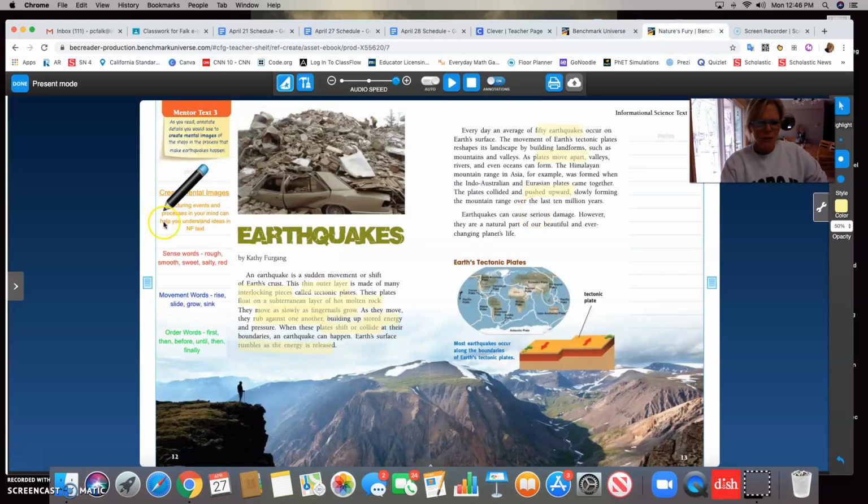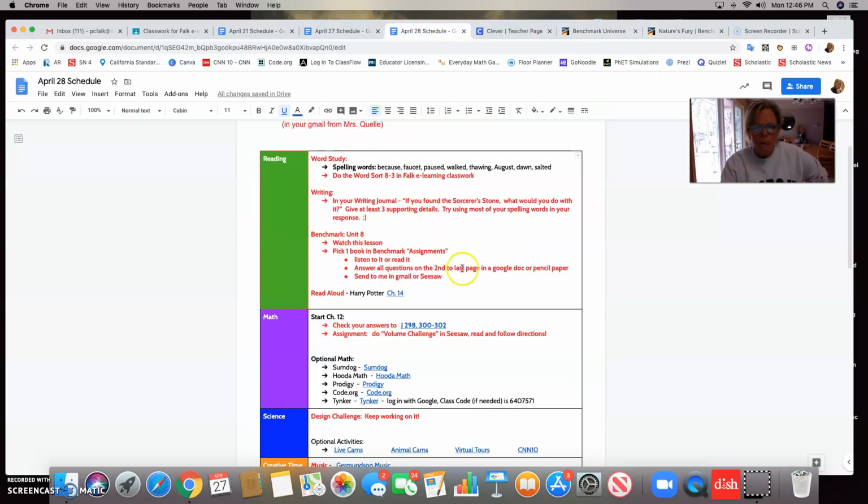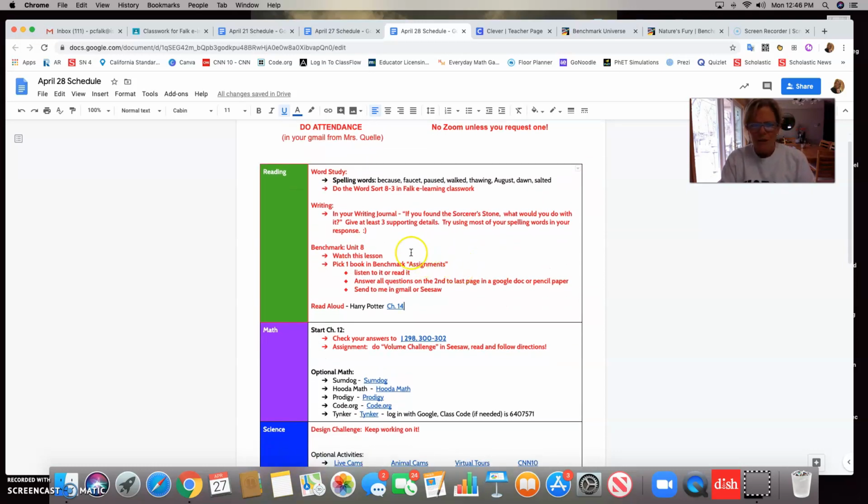So use these strategies and the strategies from last week, really paying close attention to the graphic features and captions to answer those questions, and then send them to me either in a Gmail or on Seesaw. I really don't care. Some of you have had your parents take a picture of it and send it to me in a text. That's fine too. Okay, so then there's a word study and a journaling thing.